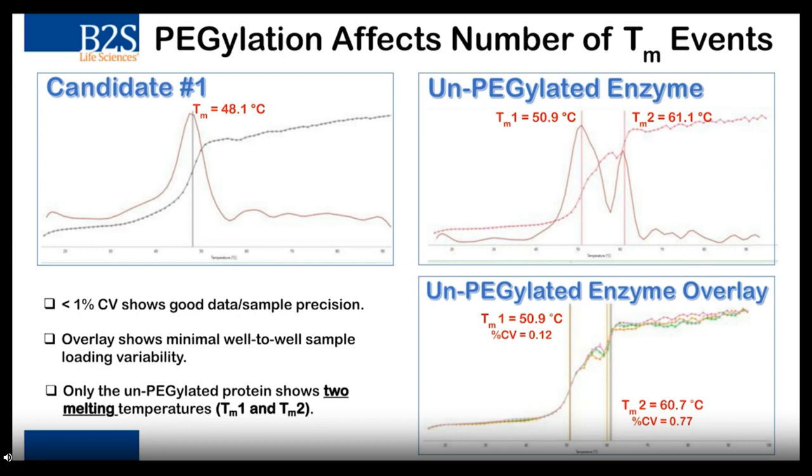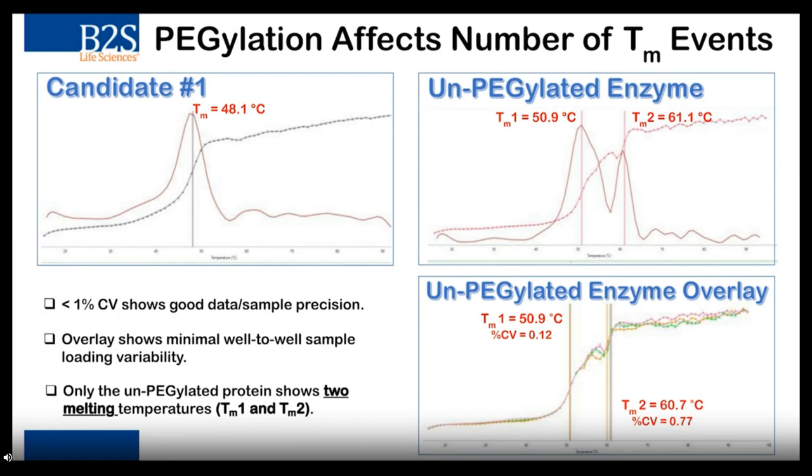One of the interesting things that came out of these data sets was that only the unpegylated enzyme showed a second TM, which from a structural standpoint, we're not able to say exactly what's happening there, but it appears as though the pegylation eliminates the second melting temperature.